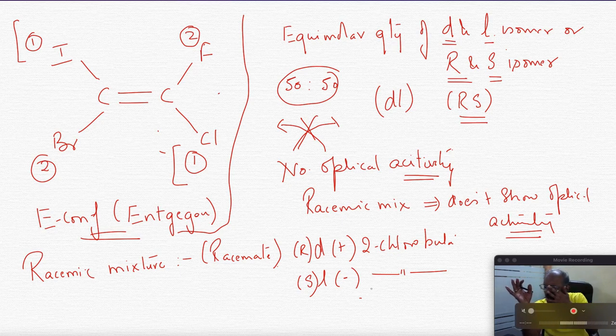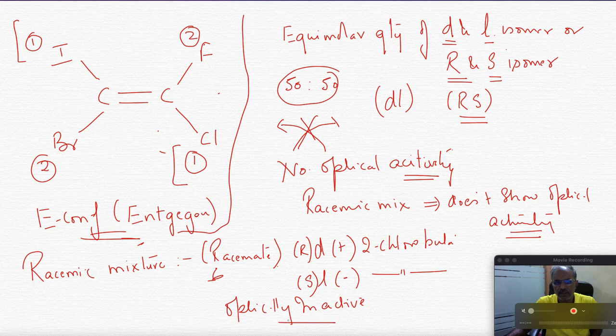The mixture which has an equimolar quantity of the R isomer and the S isomer, an equimolar RS mixture or DL isomer mixture, is known as a racemic mixture or racemate, and it will not show any optical activity. That means they are optically inactive compounds. Why are they optically inactive?